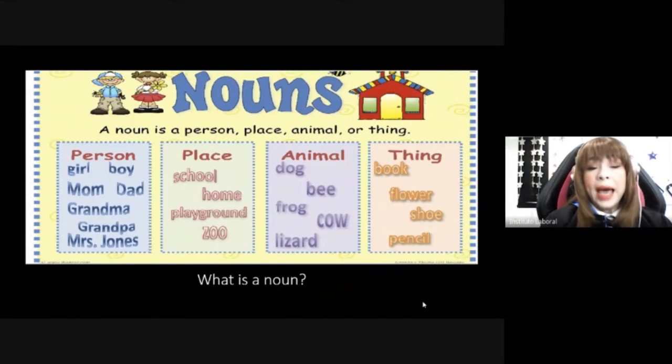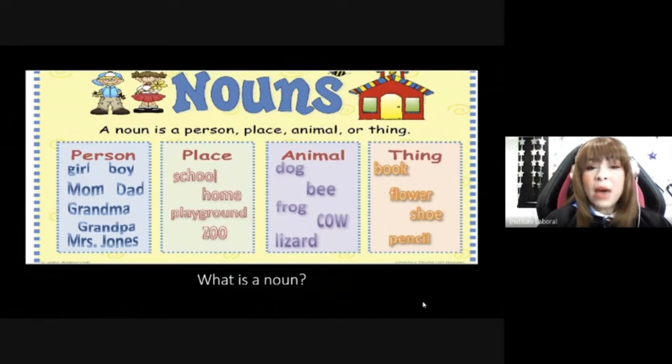What is a noun? A noun is a name of a person, a place, an animal, or thing. And here we have some examples of different nouns. Nouns that represent or talk about person: girl, boy, mom, dad, grandma, grandpa, Mrs. John. Here we have some nouns for places: school, home, playground, zoo. Now nouns for animals: dog, bee, frog, cow, lizard. Nouns for things: book, flower, shoe, and pencil.